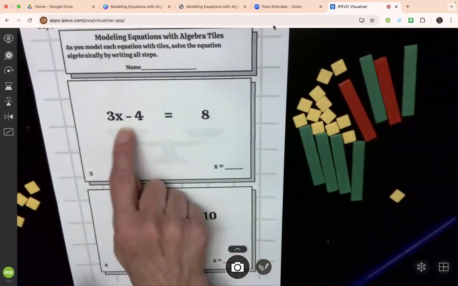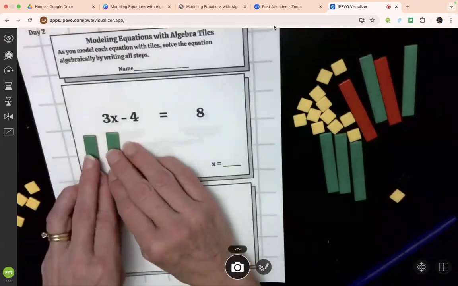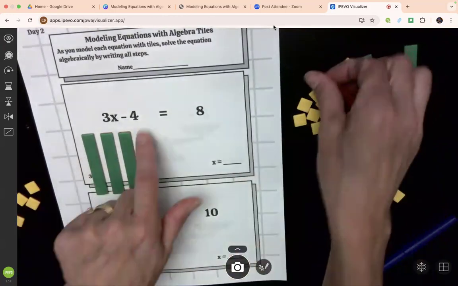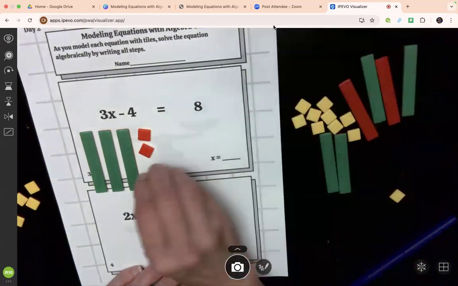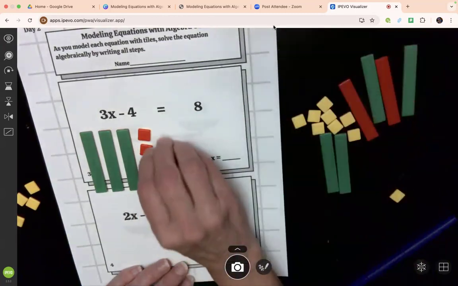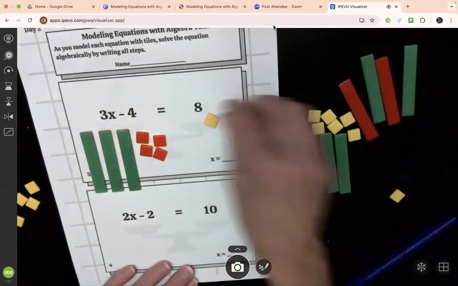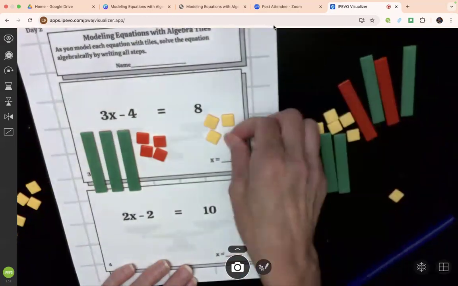Okay, so now I have 3x minus 4 equals 8. So again, I'm going to go ahead and build this. All right, so this time I have a negative 4, so I'm going to represent that using my red tiles. And this equals a positive 8.